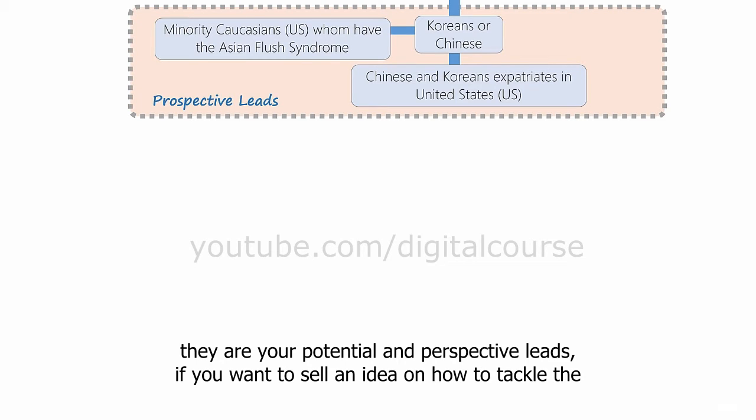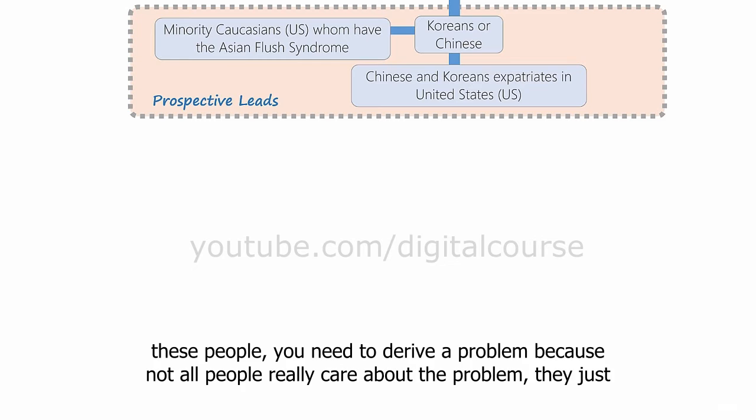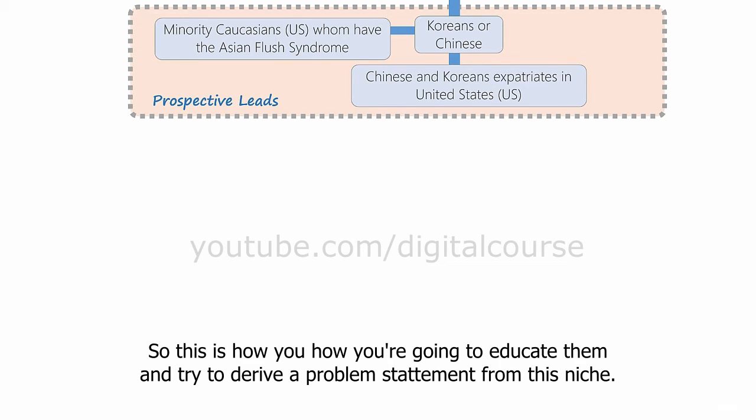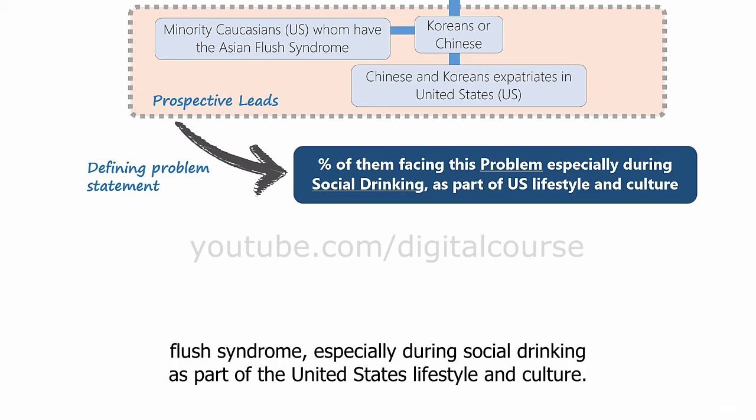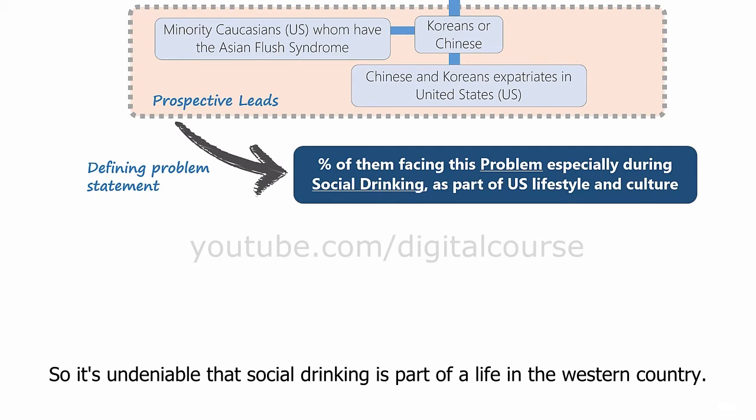So if you want to sell an idea on how to tackle the problem to these people, you need to derive a problem, because not all people really care about the problem, they just don't even bother about it. So this is how you're going to educate them and try to derive a problem statement from this niche. So defining a problem statement, which is the percentage of them facing this problem, the Asian flush syndrome, especially during social drinking as part of the United States lifestyle and culture. So it's undeniable that social drinking is part of life in Western countries.